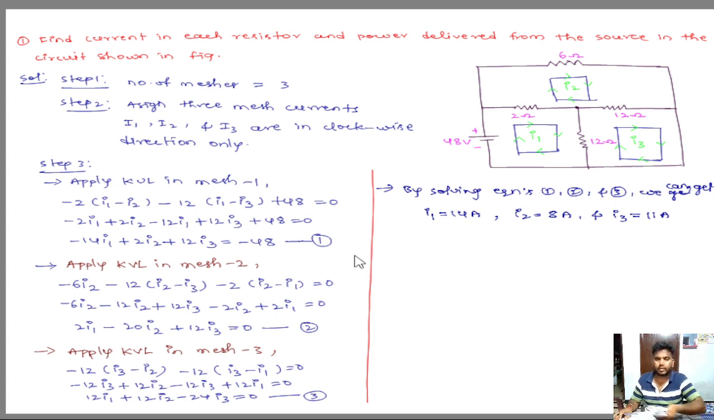Is this clear? Now the question asks us to find the current in each resistor. Suppose first I am finding the current in this 2 ohm resistor. To find the current in the 2 ohm resistor.